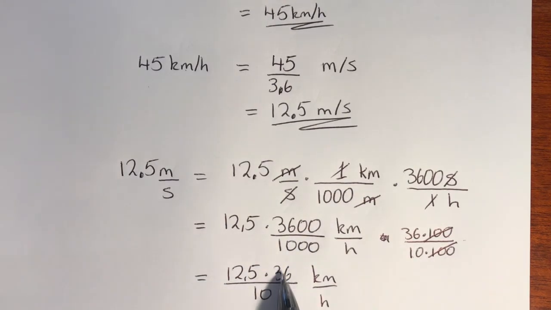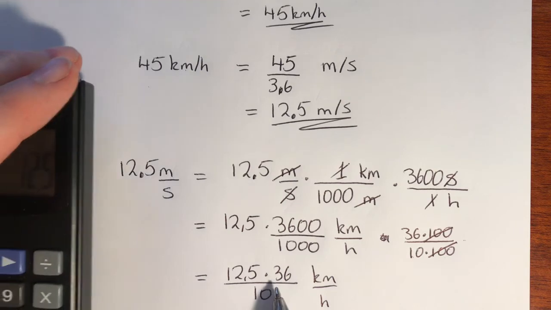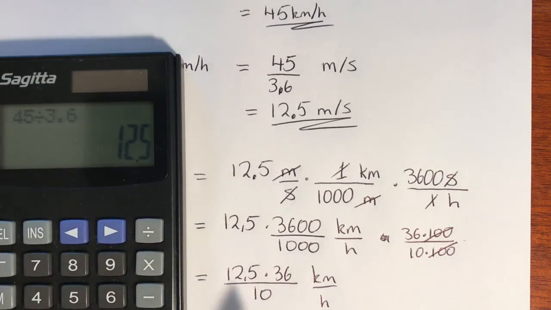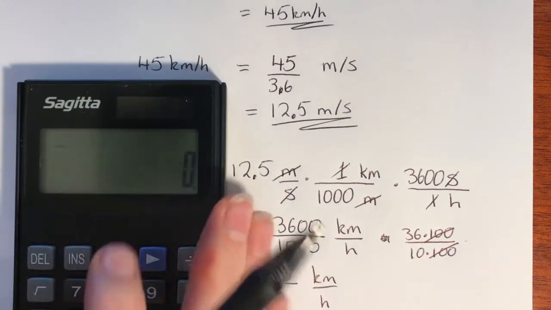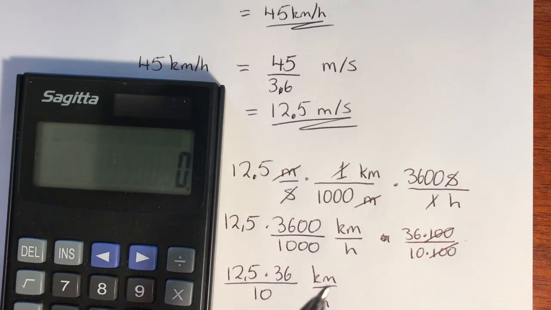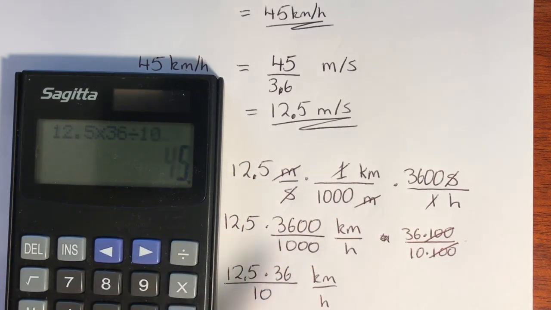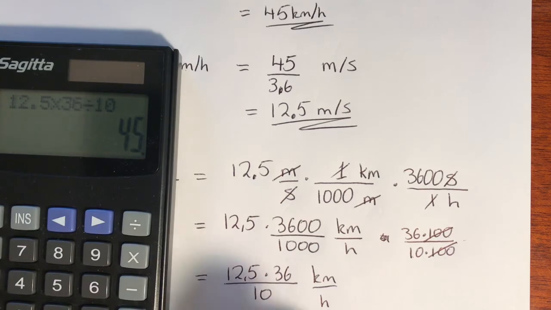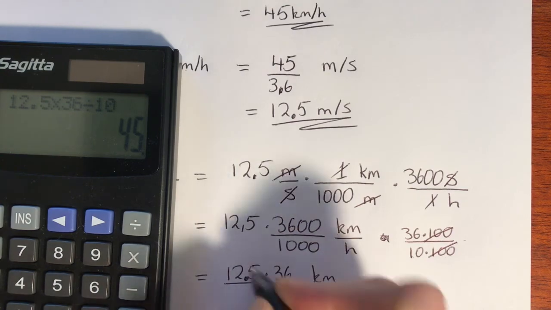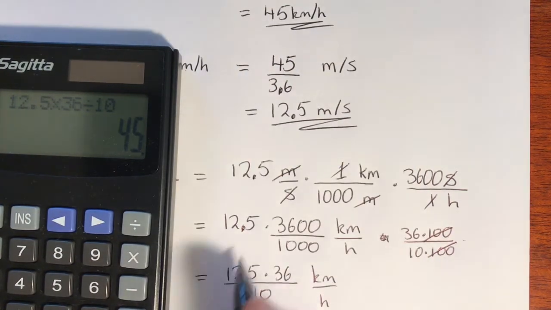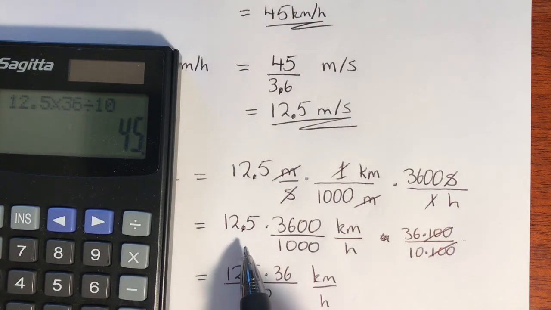Notice that 36 divided by 10 is the same as multiplying by 3.6. So if we were going to work that out, we would have 12.5 times 36 divided by 10, which would give us 45 kilometres per hour.